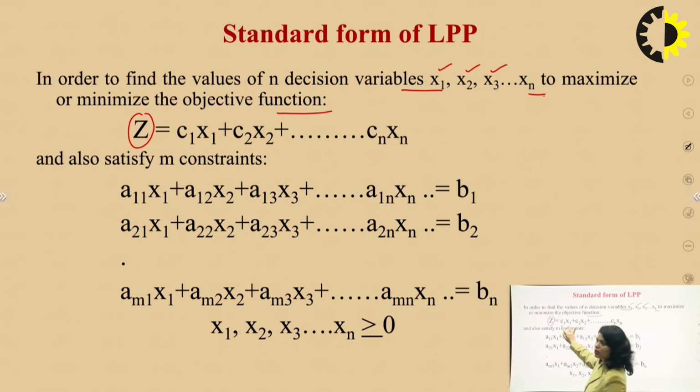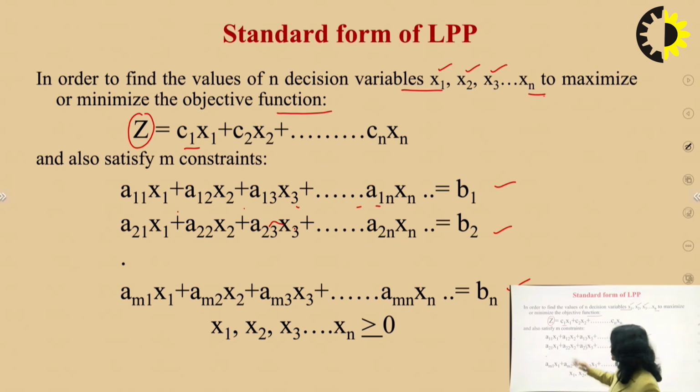These are the numerical constants, so the objective function is C1 x1 plus C2 x2 plus so on up to Cn xn. Then we write down the constraints. The constraints are a11 x1 plus a12 x2 plus a13 x3 plus up to a1n xn equal to b1. In this form we will write down the constraints.